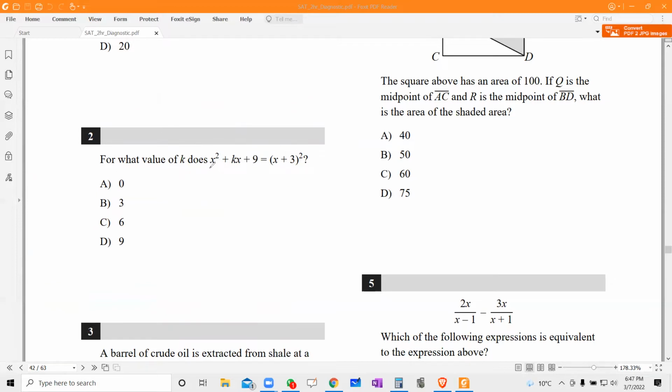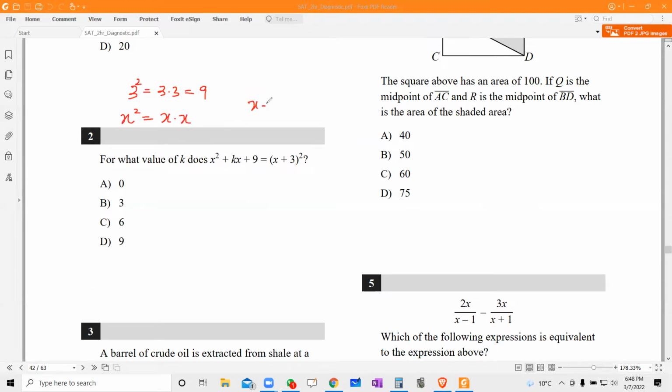We're having x squared plus kx plus 9 equals x plus 3 whole squared, right? Can you tell me what is 3 squared? Isn't that like 3 times 3? Right, it's 9. And what is x squared? X times x, right? Yep.